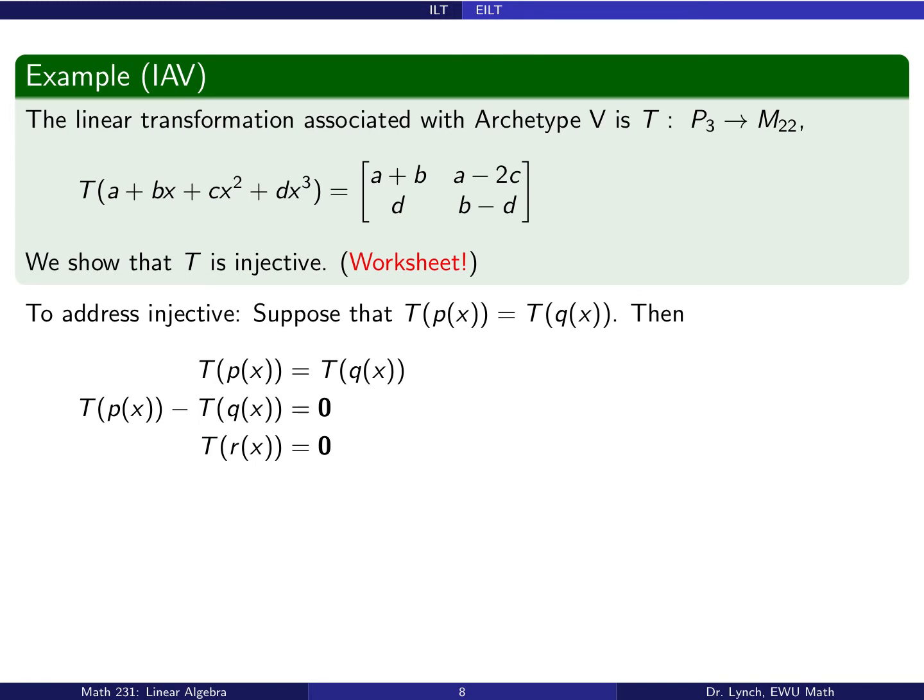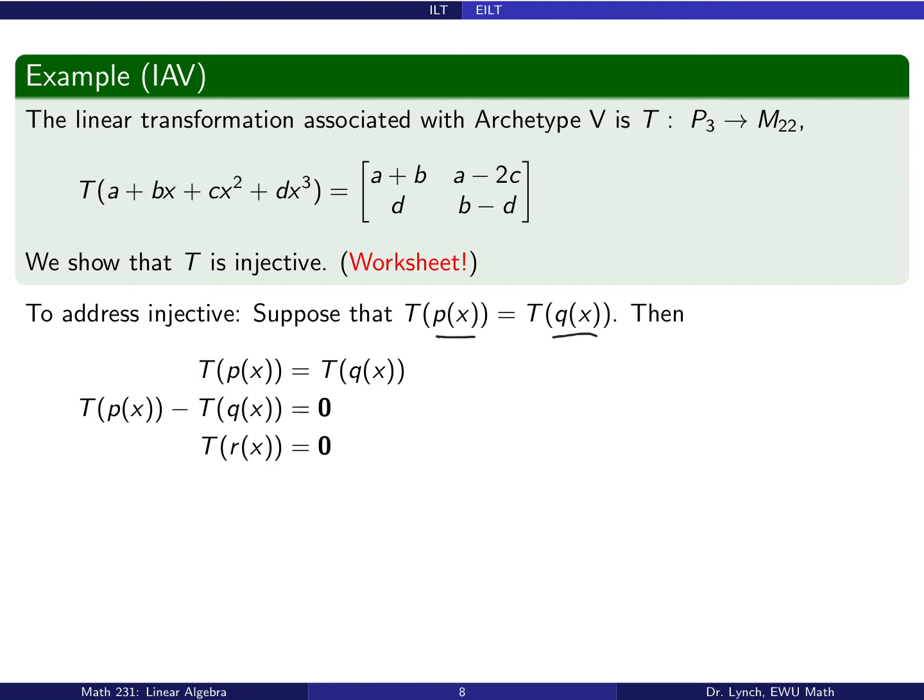Okay, here's another example. The linear transformation associated with Archetype V is a transformation T from domain P3 to codomain M22. We'll go ahead and show that this is injective. You can start out the same way by supposing that the image of some element P in the domain is equal to the image of some element Q in the domain. Of course, this implies that T of P minus T of Q is equal to 0.